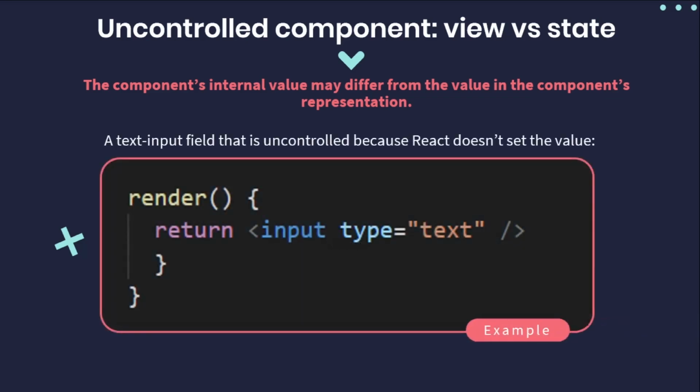Take a look at this text input field that is uncontrolled because React doesn't set the value. Any user input will be immediately rendered in the view. To capture changes in an uncontrolled component, you use onChange.